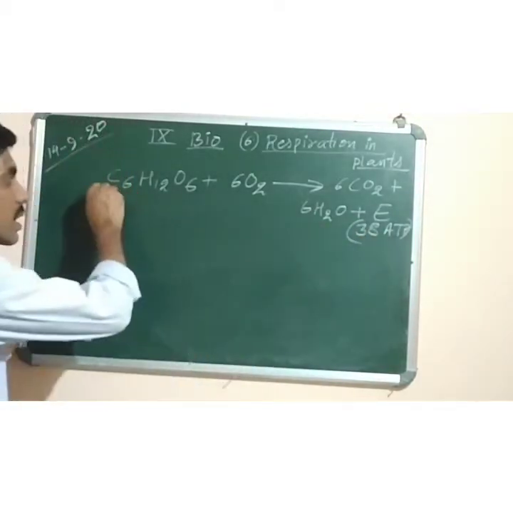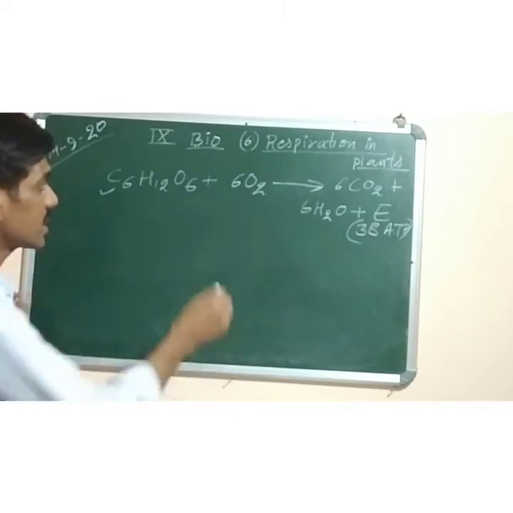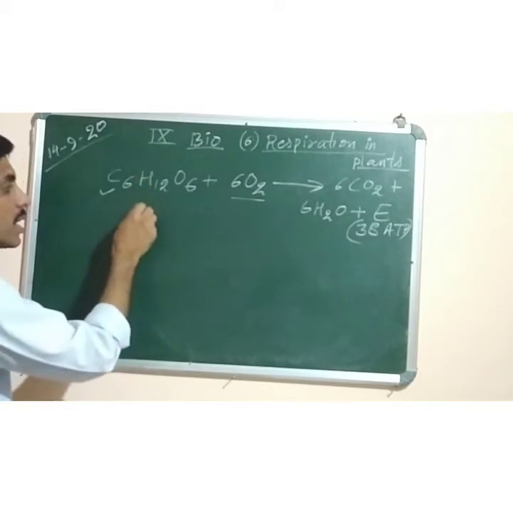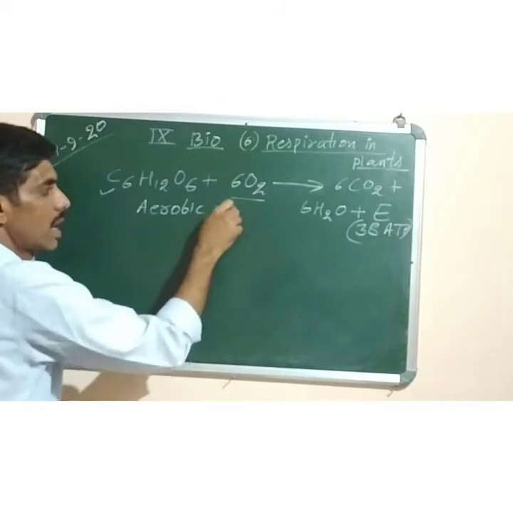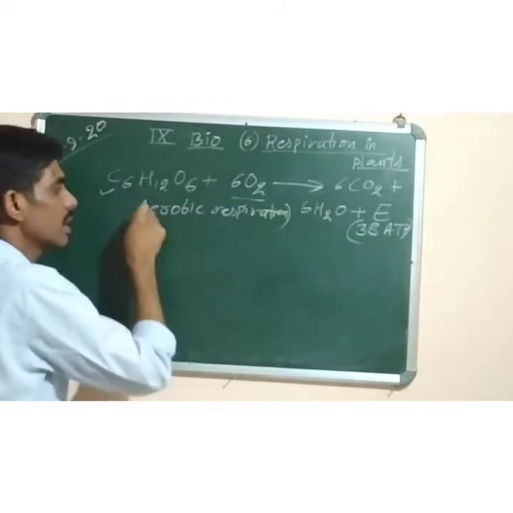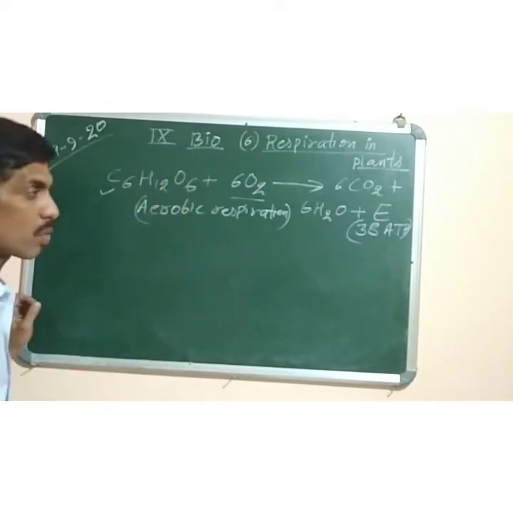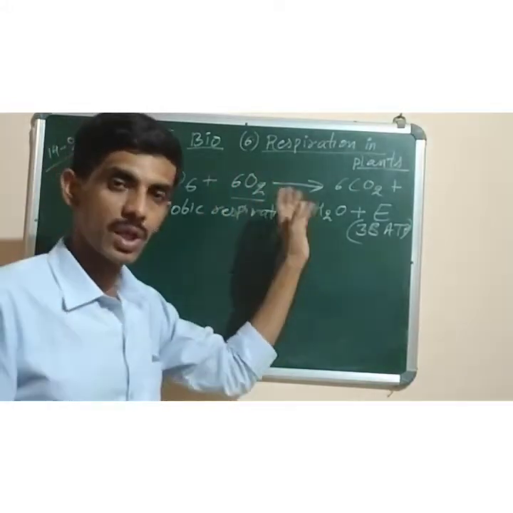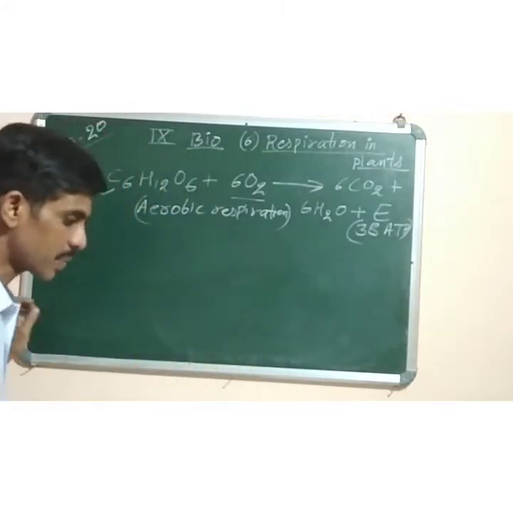So what is this one? This is the equation of respiration. What type of respiration? Because oxygen is there, it is better to say this is the chemical equation of aerobic respiration. So if asked in the examination to write the equation for aerobic respiration, or the overall chemical equation of respiration, you should write only this equation. Because this is the general equation for respiration.